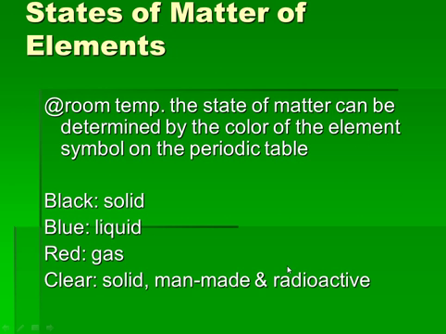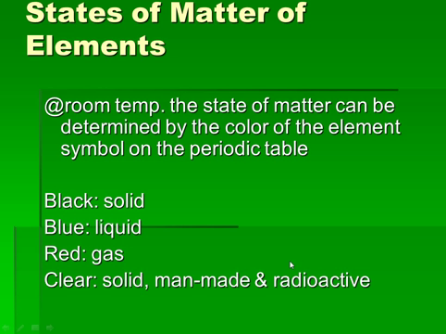Alright, so states of matter of your elements. At room temperature, the state of matter can be determined by the color of the element symbol on the periodic table. So if the element symbol is black, it's a solid. If the element symbol is blue, it's a liquid. And notice there's only two.